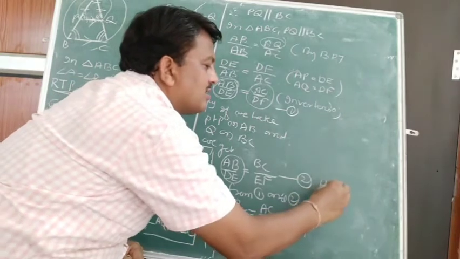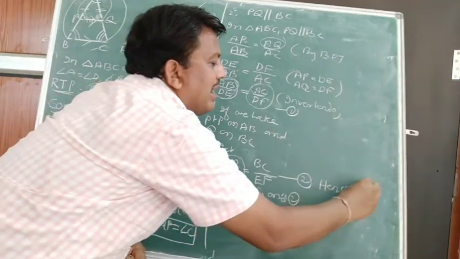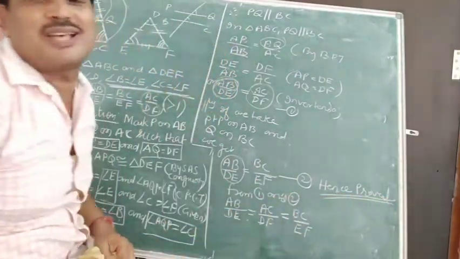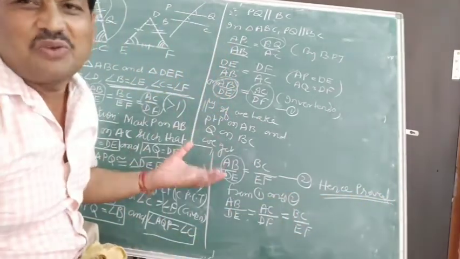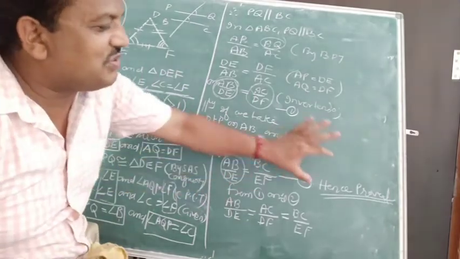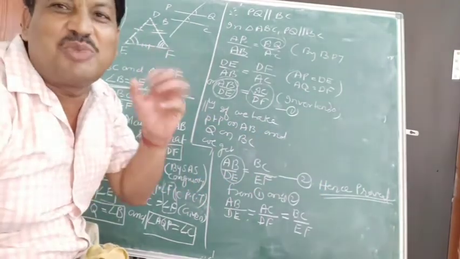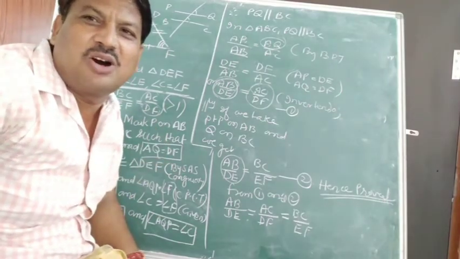It's a very energetic statement here: hence proved. This is a symbol of our success of proof. Okay, children? We get a lot of happiness when we are able to write this in any proof, because proof is somewhat difficult. You have to memorize it. Okay children, I hope you understand.